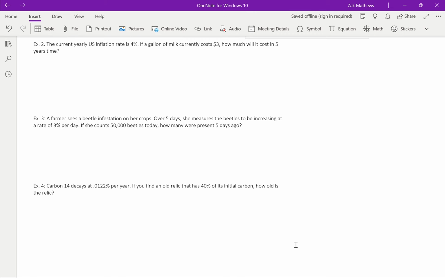And then the initial amount is $3. So that's going to be my Q naught. So we'll have Q is equal to 3 times (1, it is increasing, so plus 0.04) to the power of 5. And we'll type all of this into the calculator.